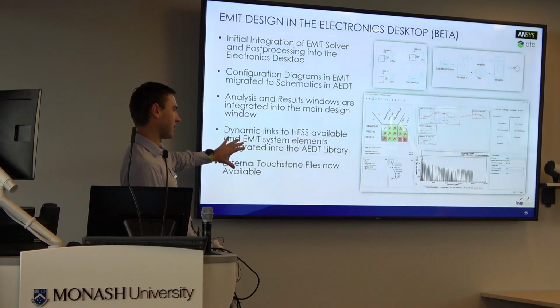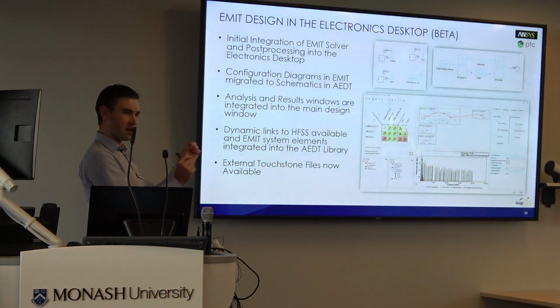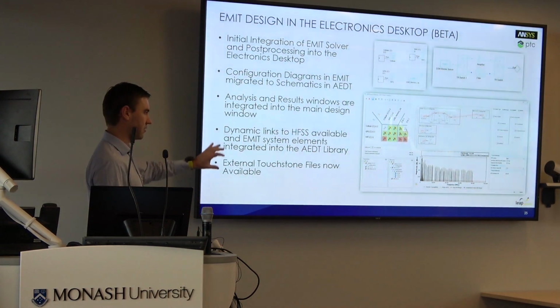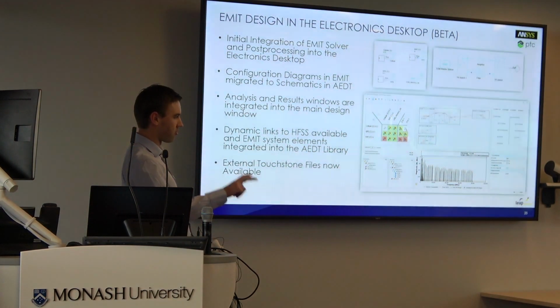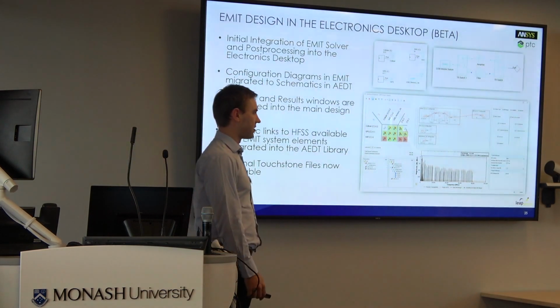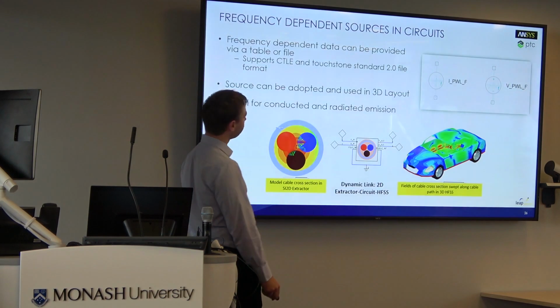One of them is dynamic links to HFSS. So if you've been moving your antennas around to try and improve interference, rather than always having to re-export files all the time, you can now set up a dynamic link. When you update the HFSS part, it automatically updates the EMIT part as well. So that's a nice improvement to that workflow.